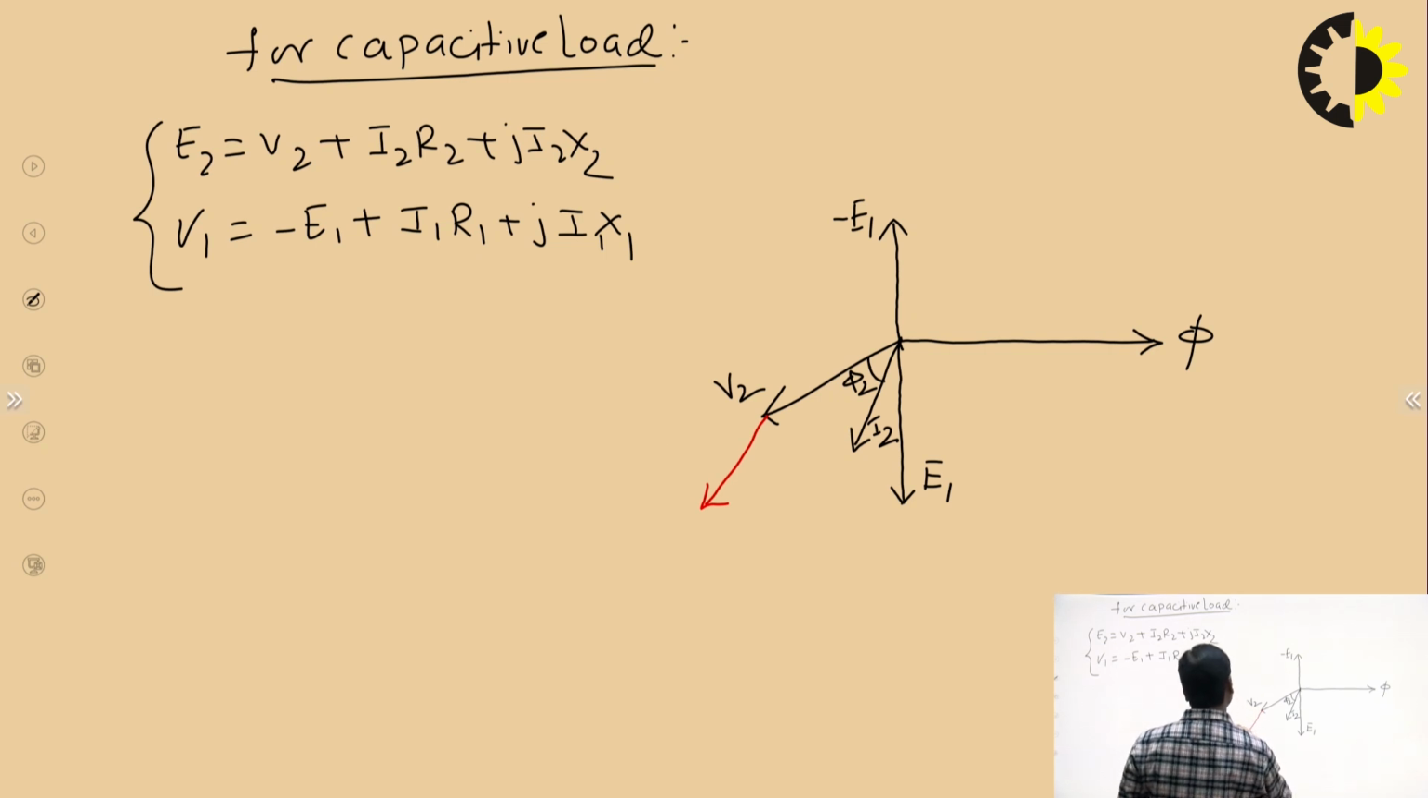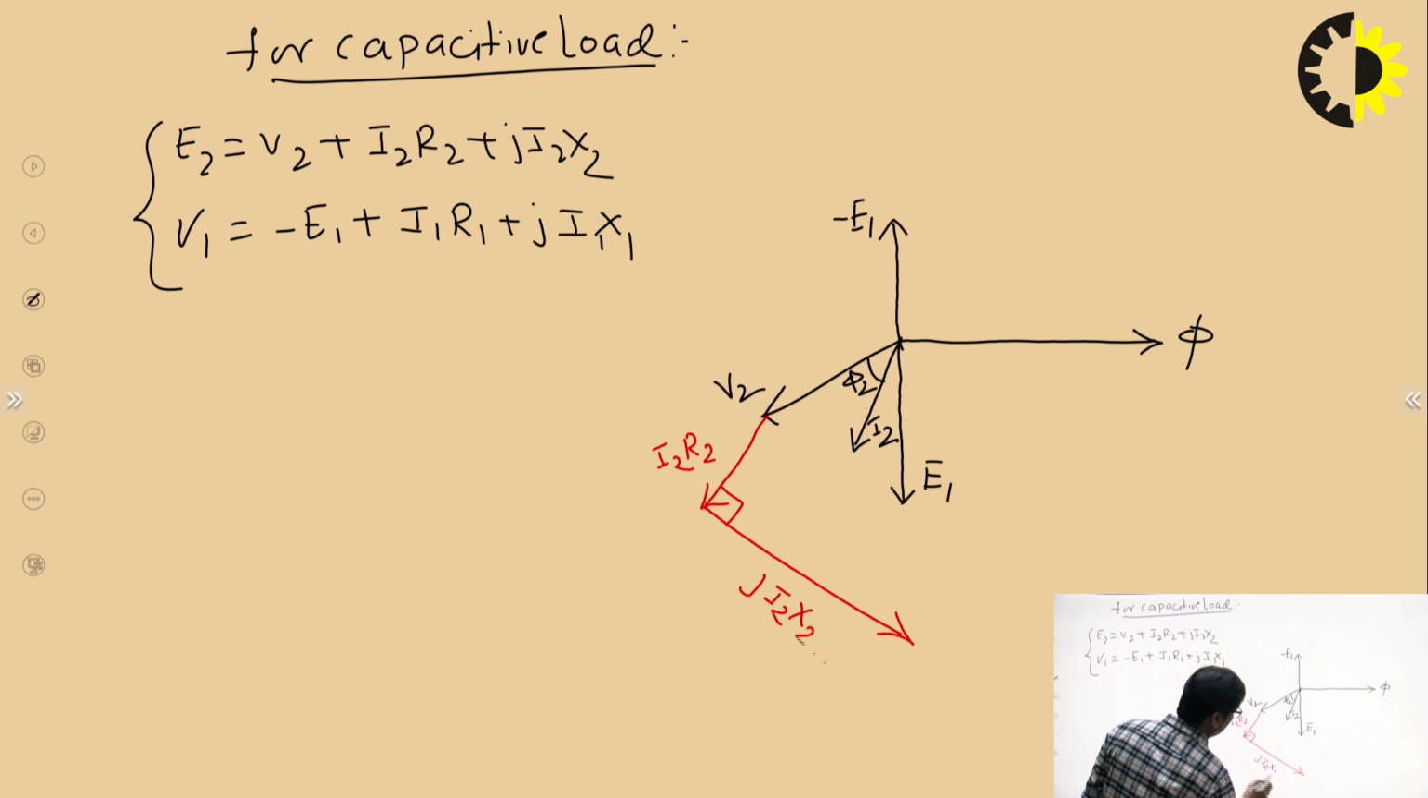So this is I2 R2, that is the drop in the resistive branch. Then jI2X2, again 90 degrees ahead. So 90 degrees ahead will be like this. This is 90 degrees. Now jI2X2, and if you extend this, that will be the E2. So this is the E2, the voltage induced in the secondary side of the transformer.